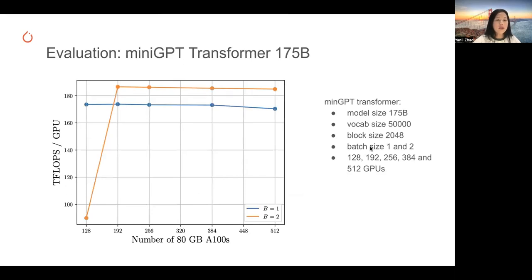With the minGPT 175 billion model, the experiments achieved more than 180 TFLOPs per GPU with batch size 2. This is equivalent to 60% of GPU hardware utilization. Furthermore, the model demonstrated linear scalability from 128 GPUs to 512 GPUs, which affirms the efficiency of FSDP in handling large models on high-speed network interconnections.